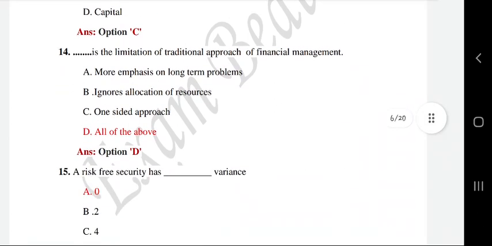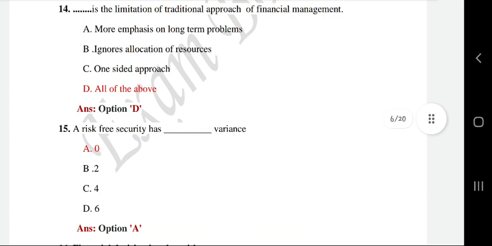Question number 14. Dash is the limitation of traditional approach of financial management. Answer is option D. That means it gives more emphasis on long-term problems, it ignores allocation of resources, and it's a one-sided approach. These are all the limitations of the traditional approach of financial management.